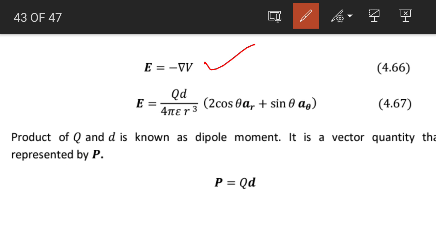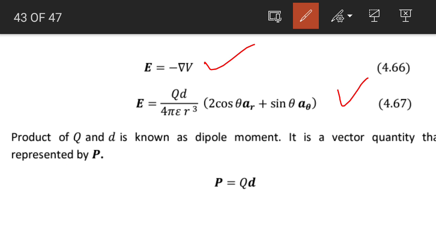You see, the absolute potential is in the spherical coordinate system. So we calculate the gradient of the absolute potential in the spherical coordinate system, and we get equation number 67, which gives the electric field intensity at the given point. So the electric field intensity will be equal to Q d by 4 pi epsilon r cube into 2 cos theta a_r plus sine theta a_theta.